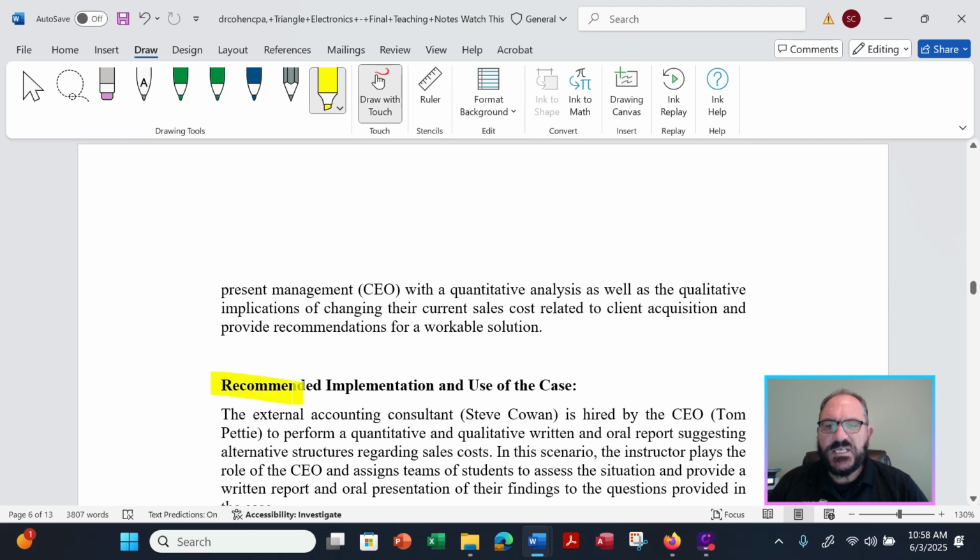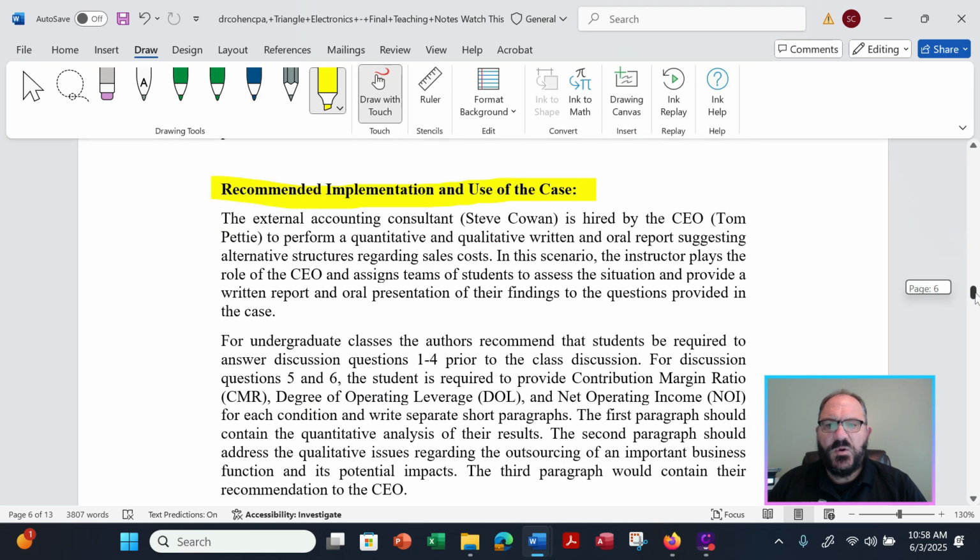Recommended use is implementation and use of the case in the class. Here you want to explain how a teacher would go about doing this, how they would do this in the classroom. You might need a little help with these. You might need a little help with all of them, but I'm happy to help you. So take a look at this one, and basically now you're the teacher. If you're the teacher, how would you recommend using this in the classroom?